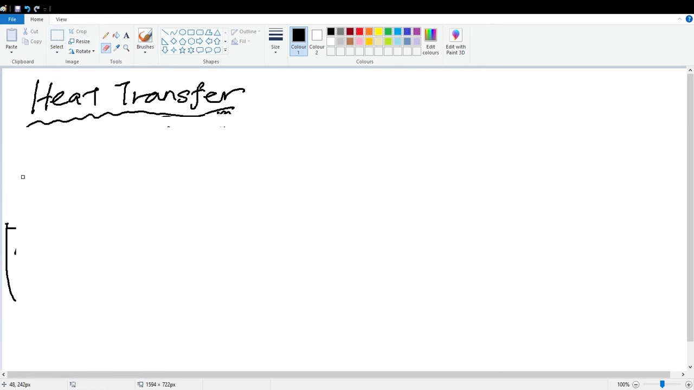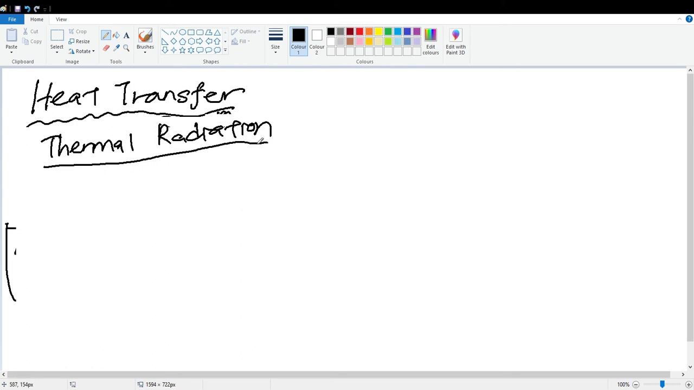So I believe this shall be our last part, if I'm not mistaken. Okay, let me check for a while. Yes, this will be our last part, which is thermal radiation. Alright, so what is actually meant by thermal radiation?